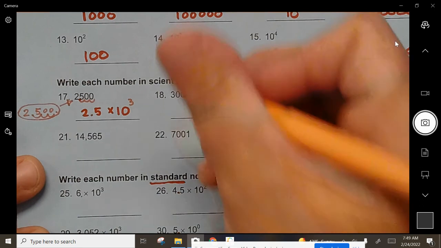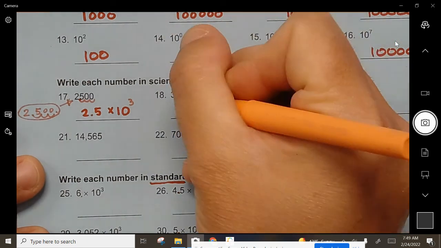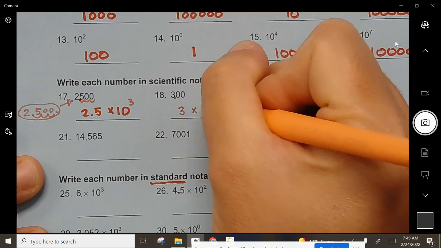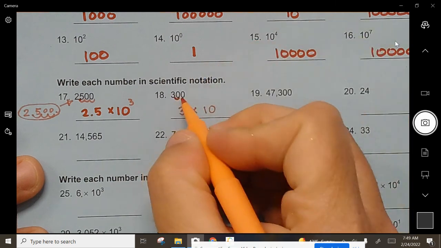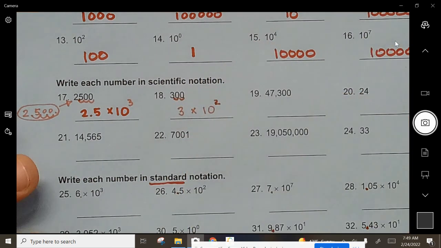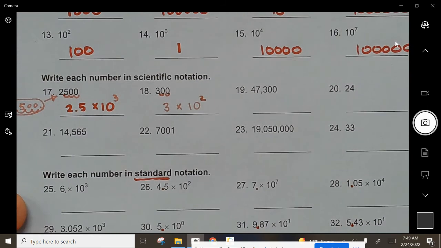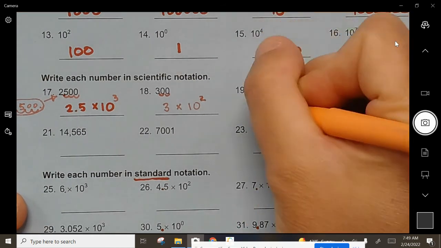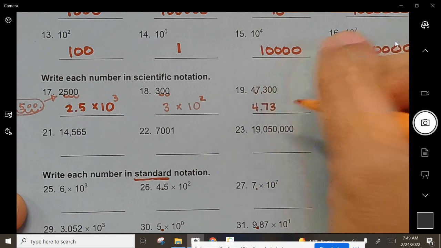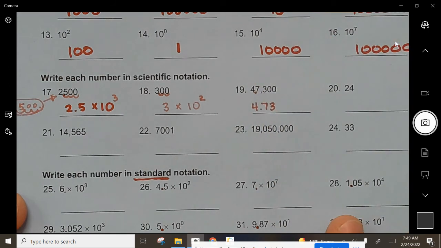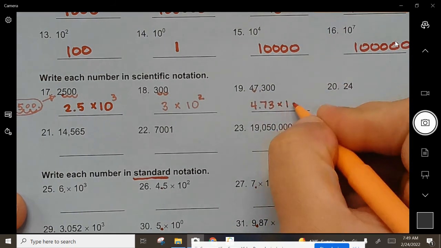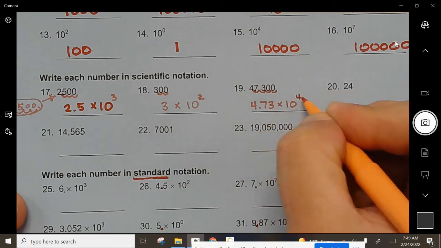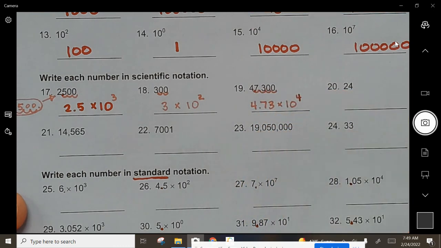I get it. Where does the decimal go here? 3.0. You can just put 3 times 10 to the how many spots? 1, 2. Okay? Where does the decimal go on this one? Right after the first number, and include all the numbers other than 0. Okay? 4.73 times 10 to the 1, 2, 3, 4. All right, I went 4 spots.